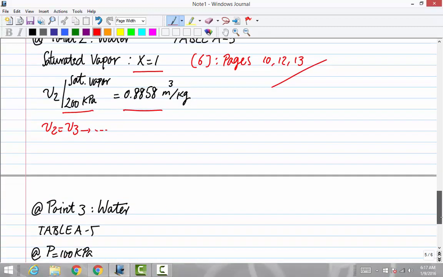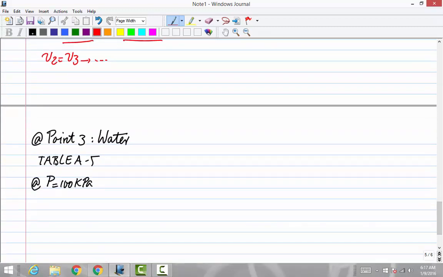So with this information, check the properties on the table A5.